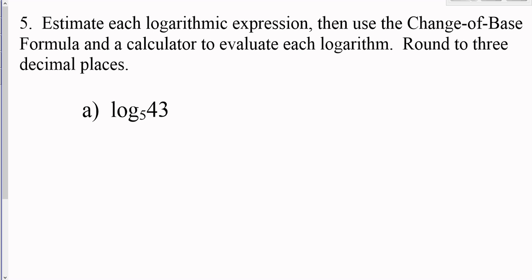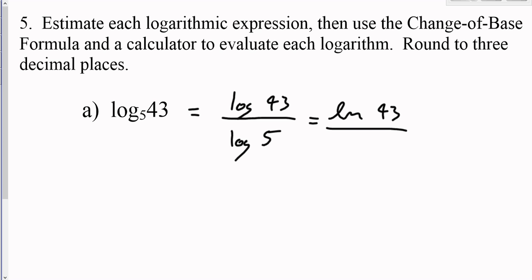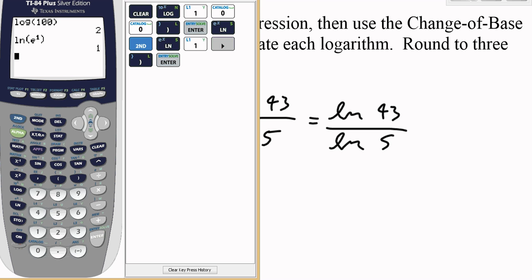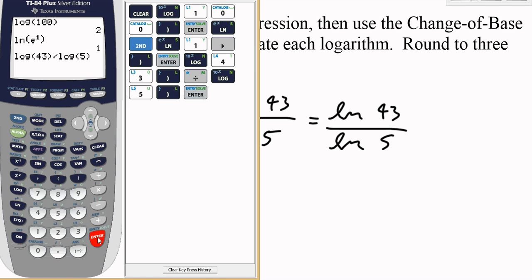Okay, so let's look at an example here. So log base 5 of 43. Like I said, this is just going to be log of 43 over log of 5. Or I can do ln of 43 over ln of 5. So I use my calculator. I can go ahead and do log of 43 divided by log of 5, and I get something between 2 and 3 like I hypothesized before. So the answer is 2.337.